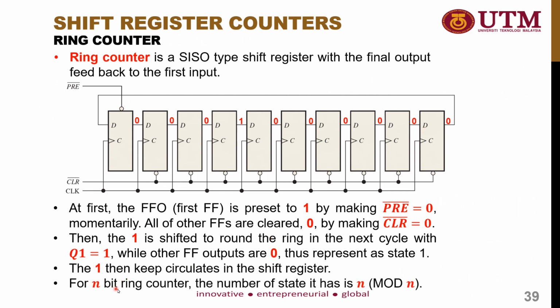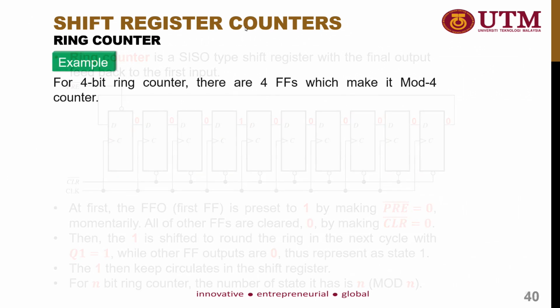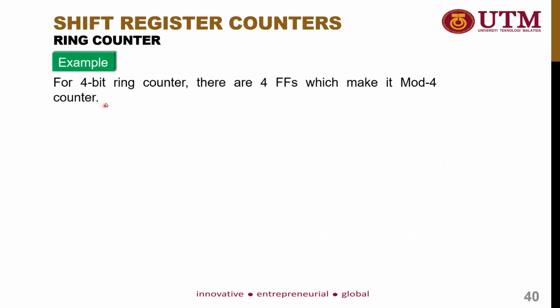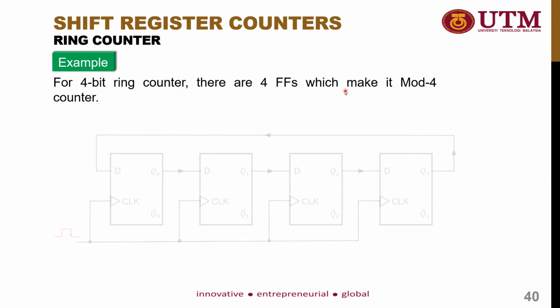So for an n-bit ring counter, the number of states it has is n, mode n. This is an example of a 10-bit ring counter. So the number of total states that it has is 10. So we call it a mode 10 shift register counter. Okay, so next is the example. For a 4-bit ring counter, there are 4 flip-flops, which makes it a mode 4 counter.